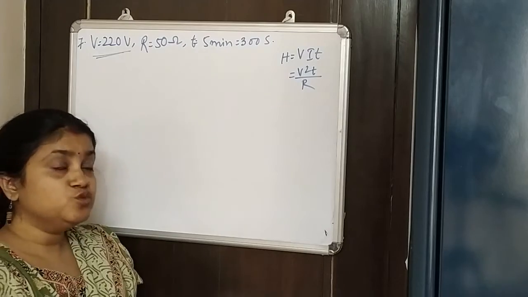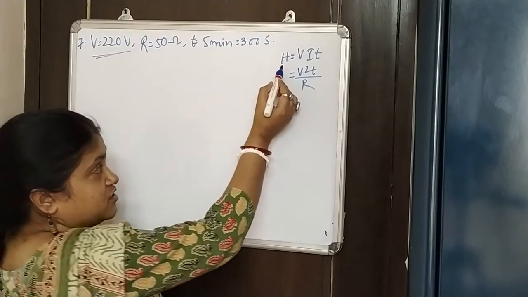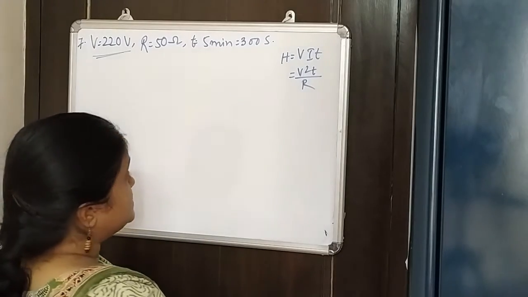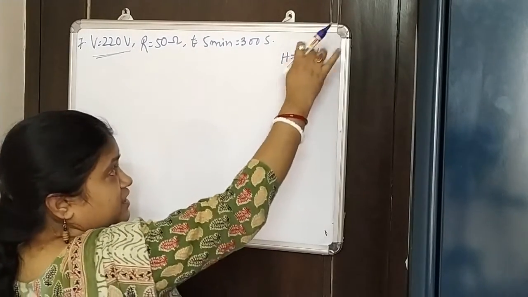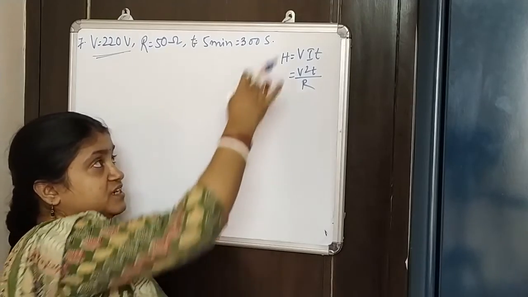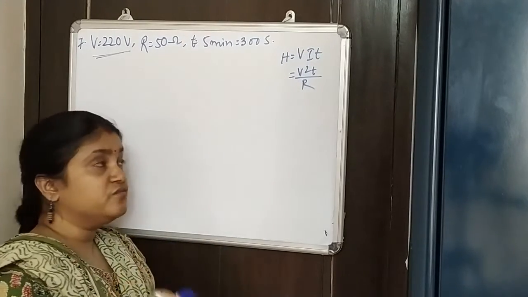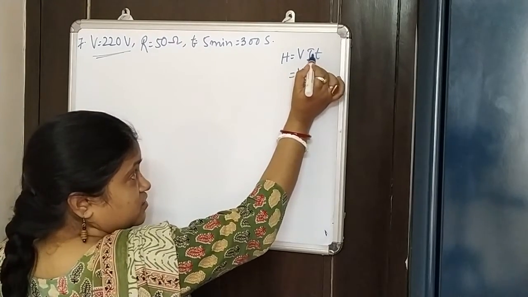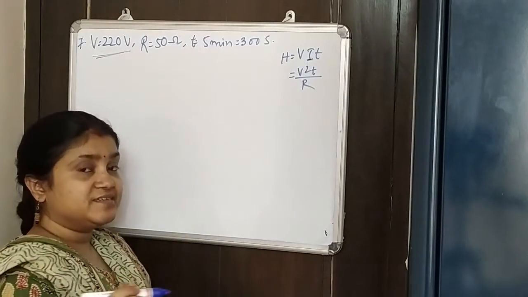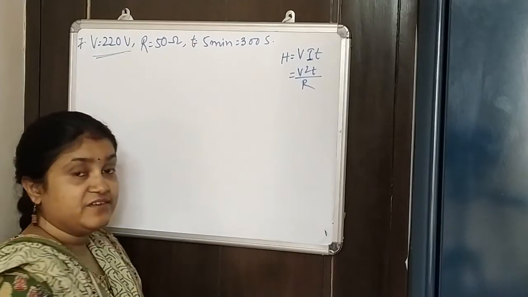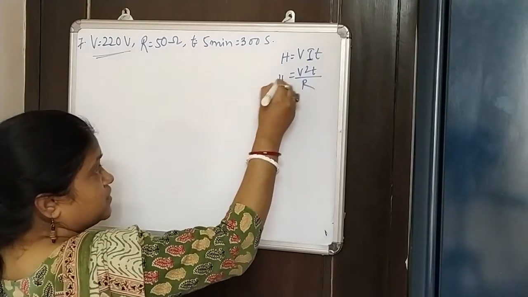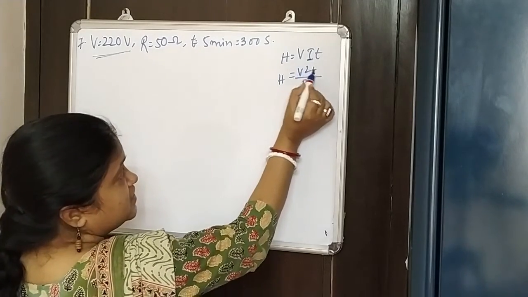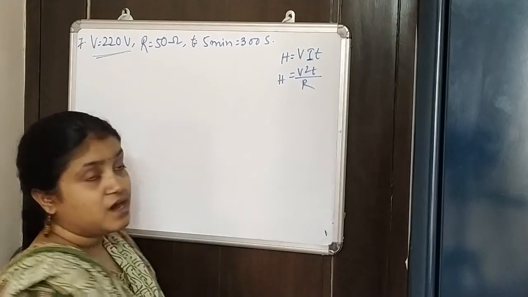And we know from Joule's law, the heat produced in a wire is V into I into T. But since here we don't have current I given, we have to convert this I with the help of Ohm's law, in the form of voltage and resistance, because that is what is given to us. And once we substitute I equal to V by R, we get heat is V square T by R.